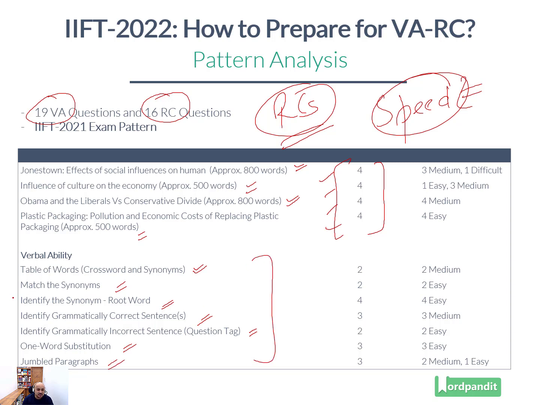So if you look at it, you've got synonym questions, you've got root words based questions, you've got crosswords. Crosswords are a particular favorite of IIFT, and you've got grammar based questions. So 5 grammar based questions, 8 vocab based questions which are related to roots and synonyms, then one word substitution and jumbled paragraphs. So that's quite a few topics, right, in a single exam.